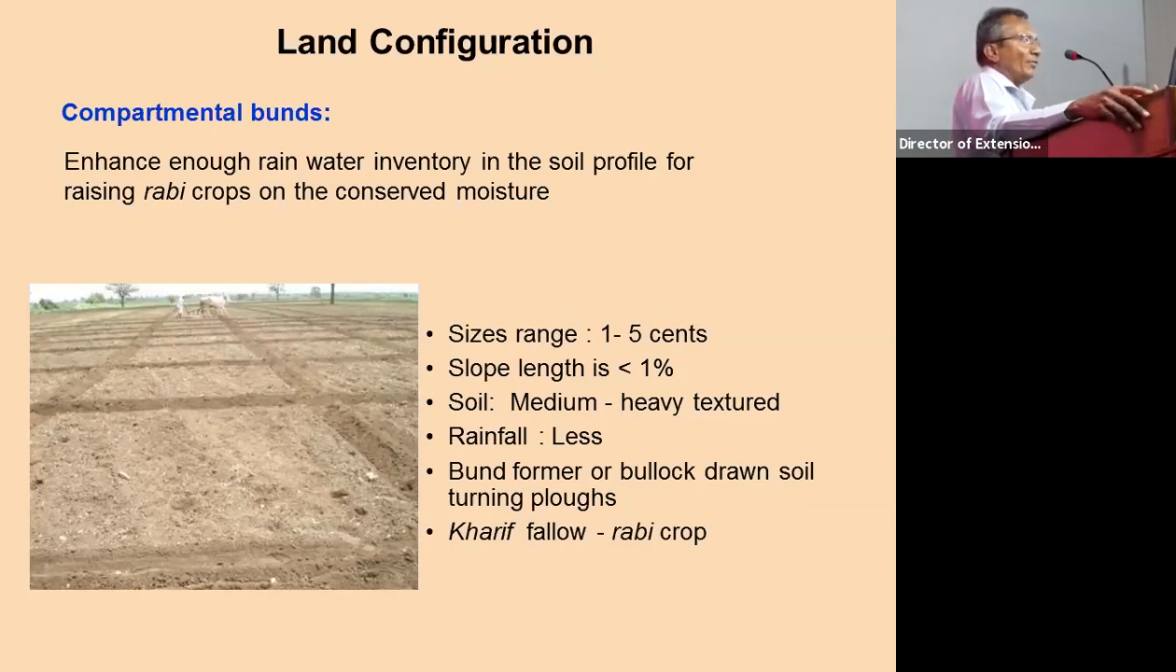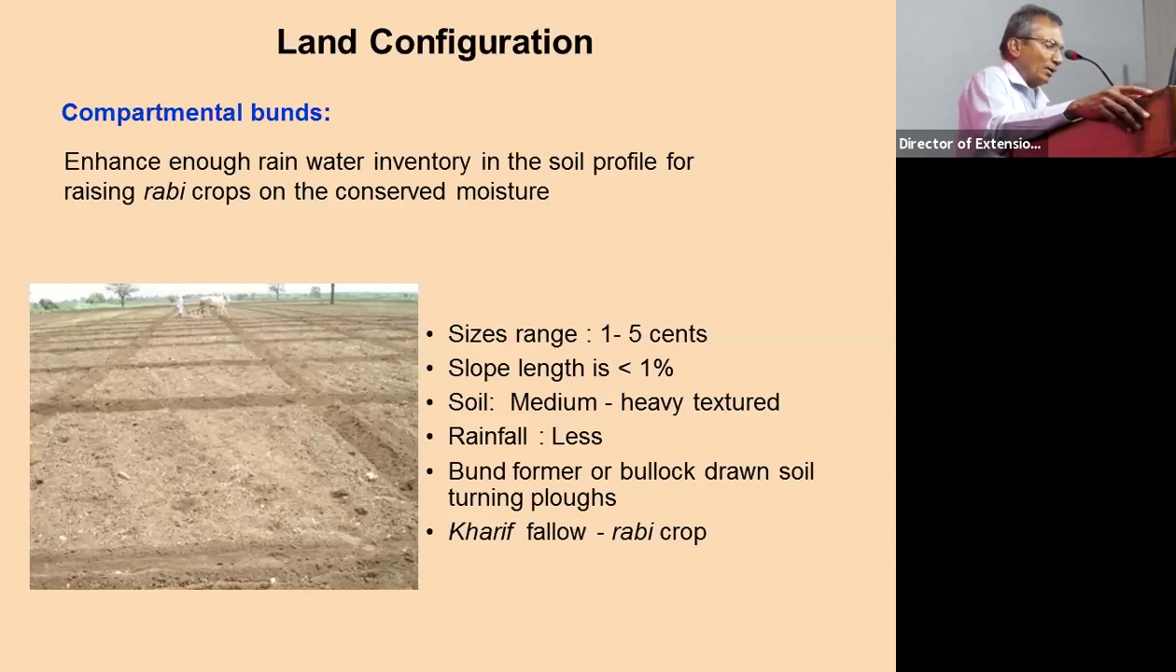That 1% means every 100 meters, the height reduction is 1 meter, which is called 1% slope. So every 100 meters to 1 meter is called 1%. It should be less than 1 meter or 1%. Medium to heavy texture soil you can follow. If the rainfall is less, it is suitable.